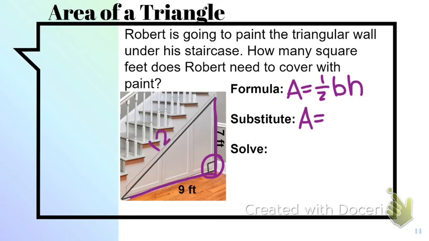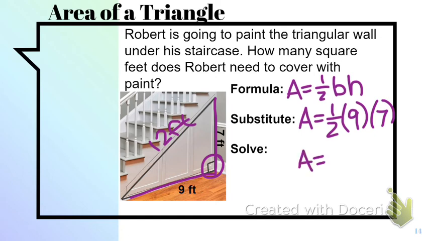Let's say they did give you this dimension, 12 feet. You just would not need that 12 feet to solve this. So I'm going to go ahead and do half of the base, 9, and the height, 7. Now, I look at this and I think there's not an even number. I don't really want to deal with decimals if I don't have to. So using the commutative property, I know that I can actually multiply 9 times 7 before I do anything else. So I'm going to bring down the half. Area equals half of 63, 9 times 7.